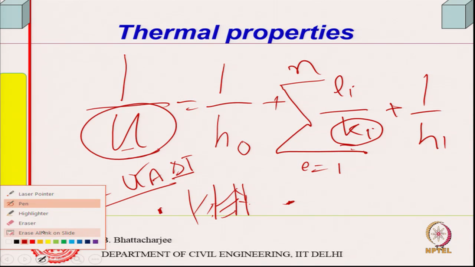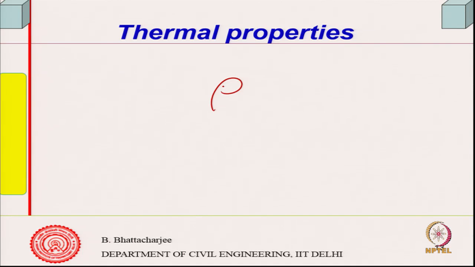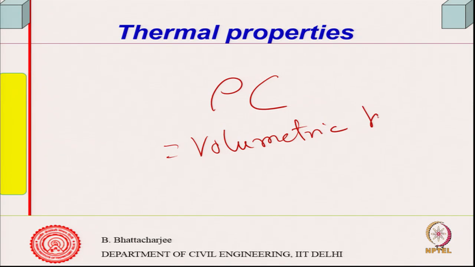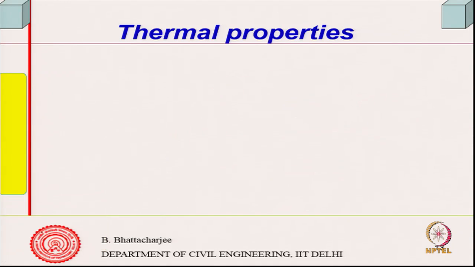We look a little bit into another property, that is density into specific heat, which is volumetric heat capacity. We will look a little bit onto this also. So, some understanding of thermal properties is important, because U value will be controlled by this.